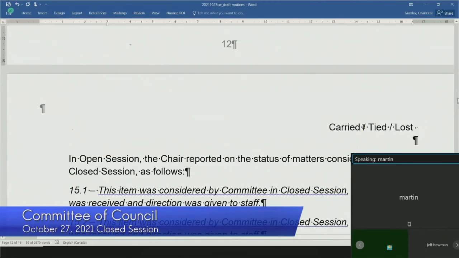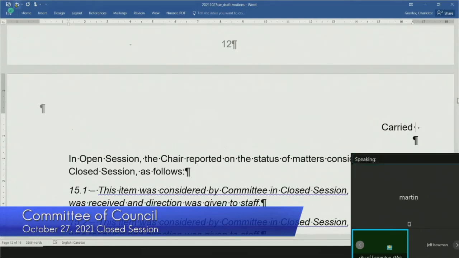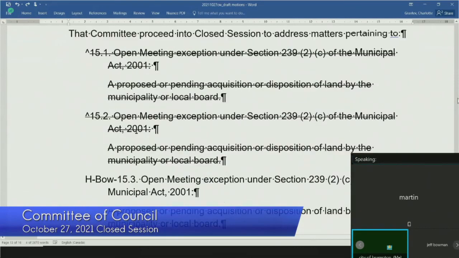Certainly, Mr. Chair. And just before we do recess, we are required to pass a motion in public to move into closed session. So the motion would be to move into closed session to deal with item 15.3, an open meeting exception under section 239(2)(c) of the Municipal Act to propose or pending acquisition or disposition of land by the municipality or local board. Yep, and moved by Councillor Fortini. Anyone opposed? I see none.